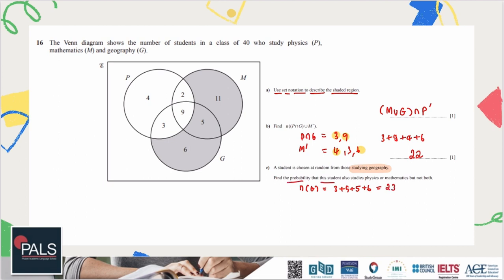So find the probability that the student studies physics or math, but not both. So we need to find the students who study only physics and geography and math and geography. Look at it, this one and this one. So there are 8 students who study physics or math. So the probability of physics or math from the geography students is 8 over 23. This is the answer to question 16C, 8 over 23.